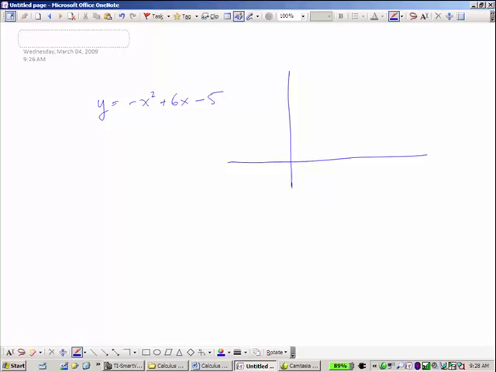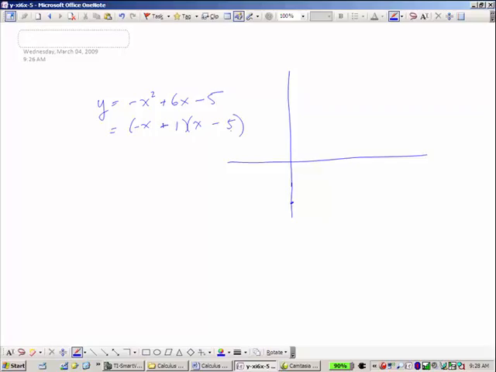So it's going to have y-intercept at negative 5. How about zeros? Can you talk to me about zeros? I think that's going to be important. 1 and 5? Plus 1. Minus 1. No. Plus 1. So I'm going to get negative, plus. No. Does that work?